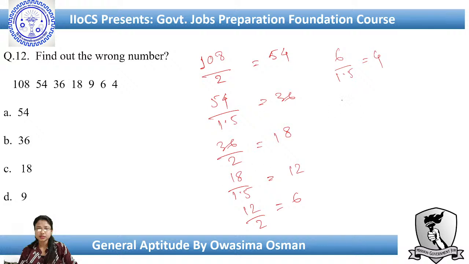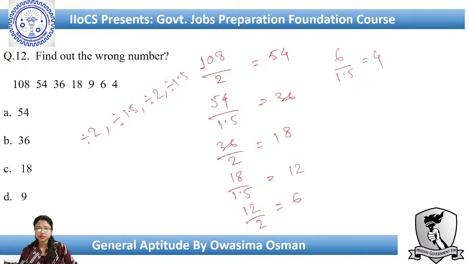So here's the pattern that is followed: one number is divided by 2, then again divided by 1.5, divided by 1.5, then again divided by 2, then again divided by 1.5. So this is the pattern being followed here.